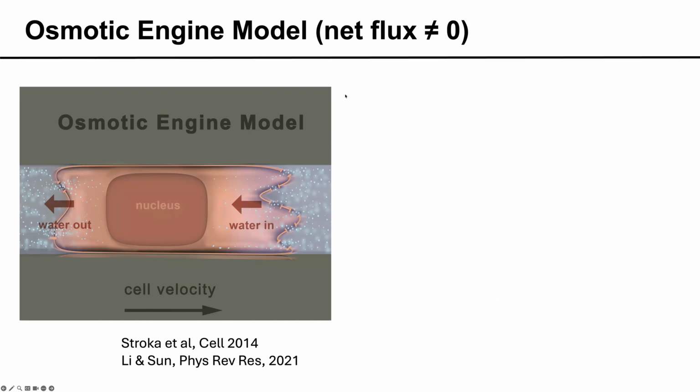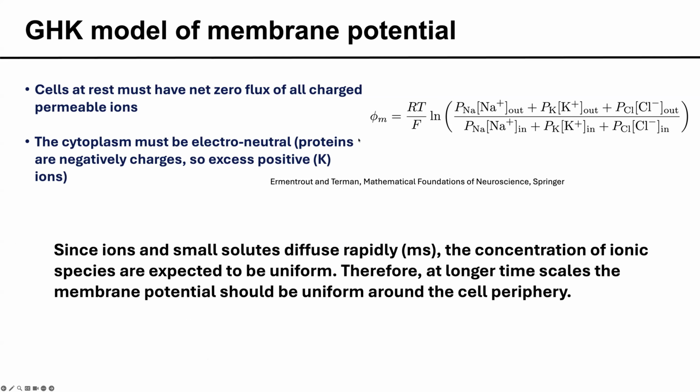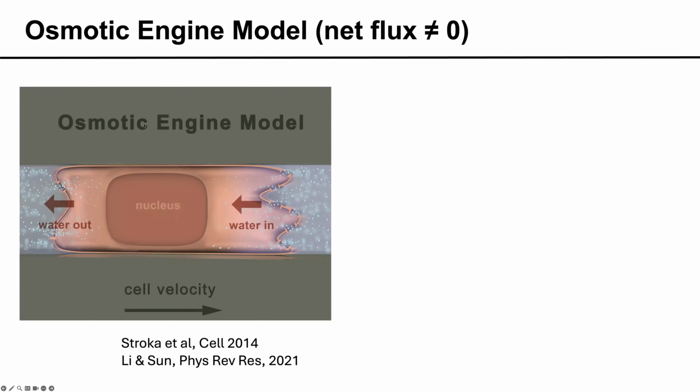Now you can relax one of the assumptions a little bit, right? I said that one of the assumptions here is that the net flux of ions is equal to zero. There are situations where the net flux is not equal to zero. This is some work we did some years ago, the so-called osmotic engine model. The idea here is that if you have ions coming into the cell at one region and leaving the cell at another region, so for example sodium chloride coming in at the front and going out the back, then this solute flux can drive water flux across the cell and then drive cell movement. So in this situation, you see that the net flux of sodium and chloride is not equal to zero. There's some small net flux.